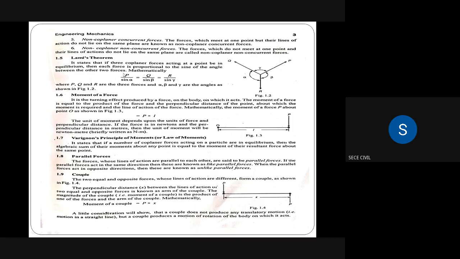So finally, mathematically, Lami's theorem is P by sine alpha is equal to Q by sine beta is equal to R by sine gamma, where P, Q and R are the 3 forces and alpha, beta, gamma are the angles between the forces.